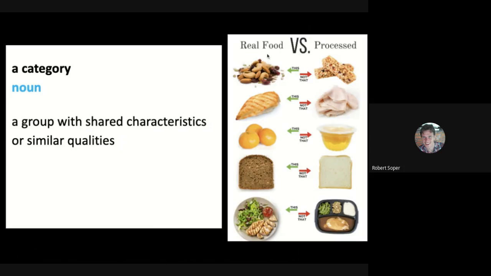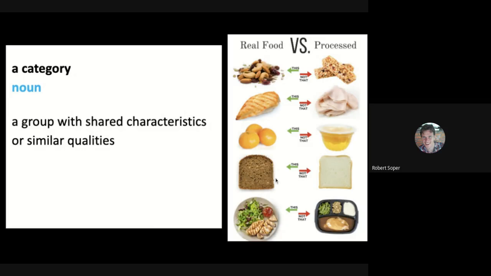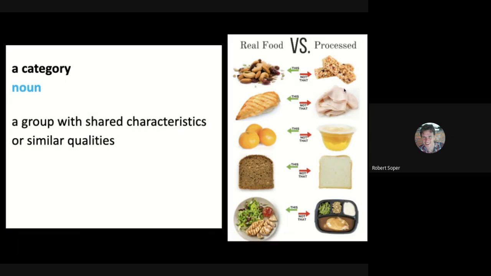So we could look at some of the qualities over this side and say, well, this side is healthy. And we might look over here to the processed food and say this food is less healthy. But the real distinguishing feature here is all of this food is processed and all of this food is real food or natural food. In other words, it's not processed. Okay, so that's a category. So try and put category in your own sentence.